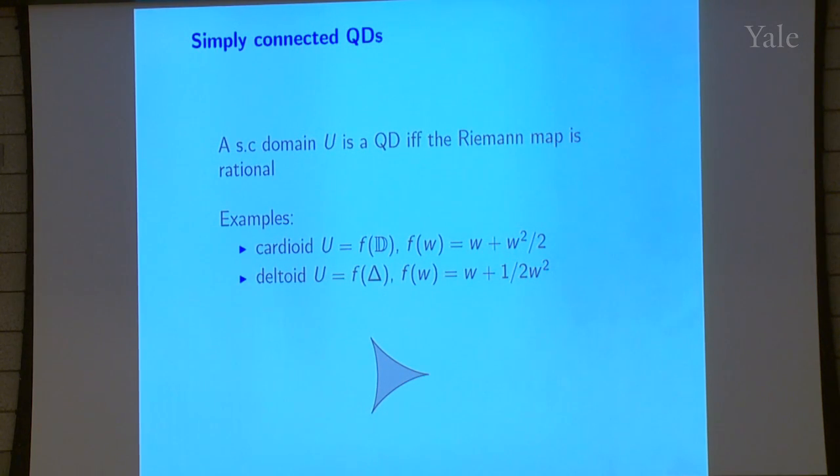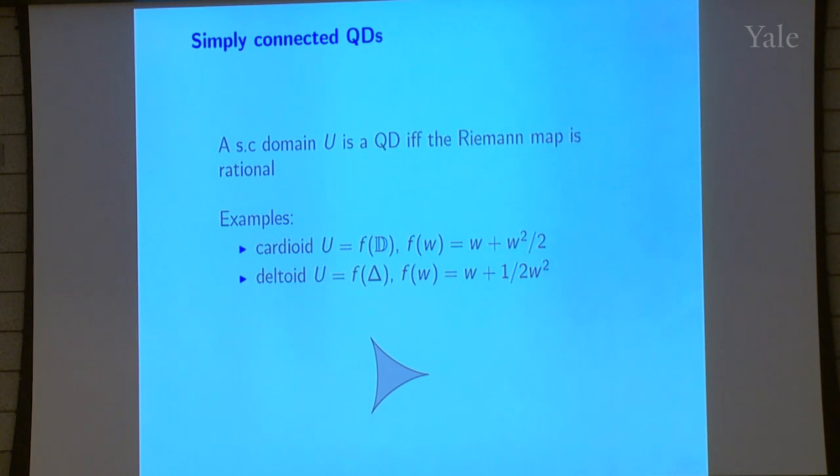Cardioid is precisely the image of the unit disk under this quadratic polynomial. And also let me introduce an unbounded quadrature domain. U is the image of the exterior unit disk, use capital delta for the exterior unit disk on the Riemann sphere, and f is a rational function of degree 3.